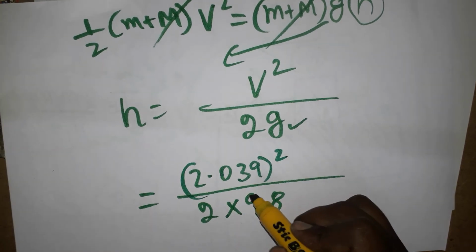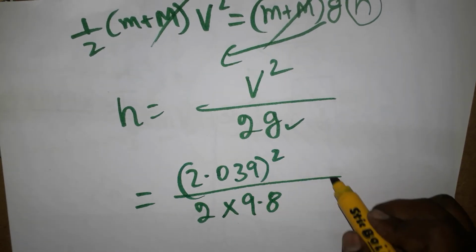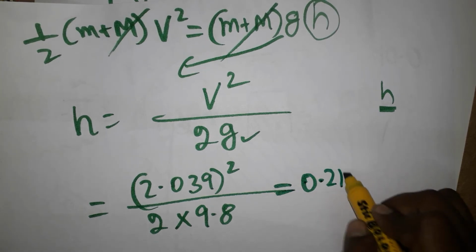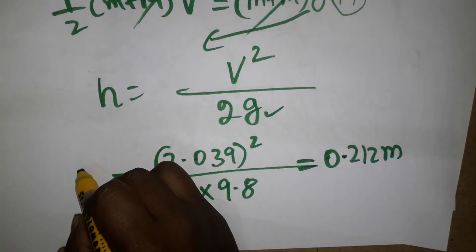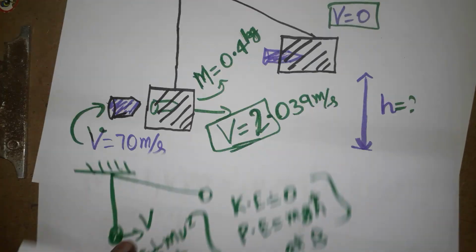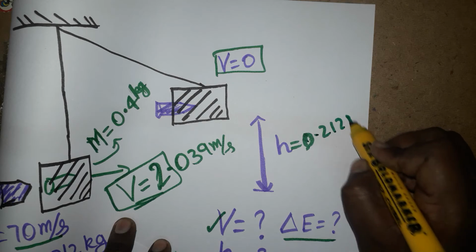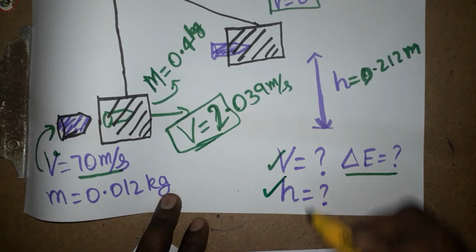You can write this as 2 times and do the cancellation. The height of the object is 0.212 meter. So the total height risen from the ground is 0.212 meter. So height is also calculated.